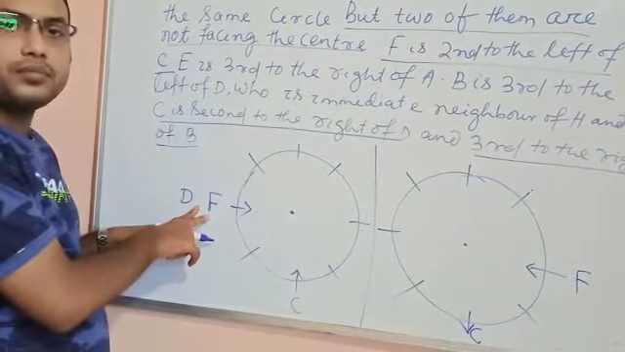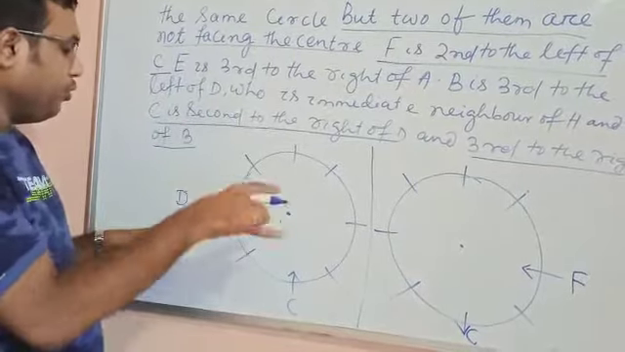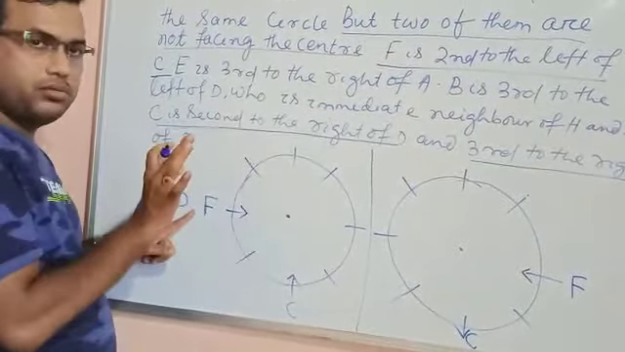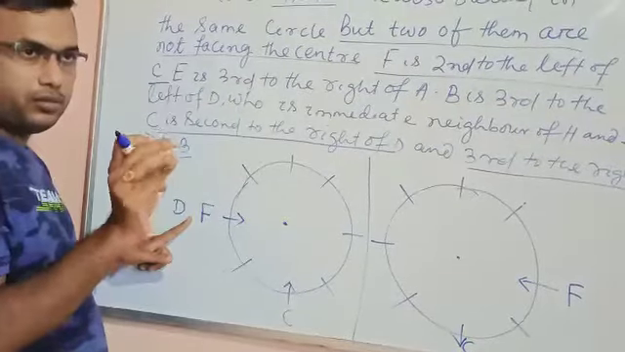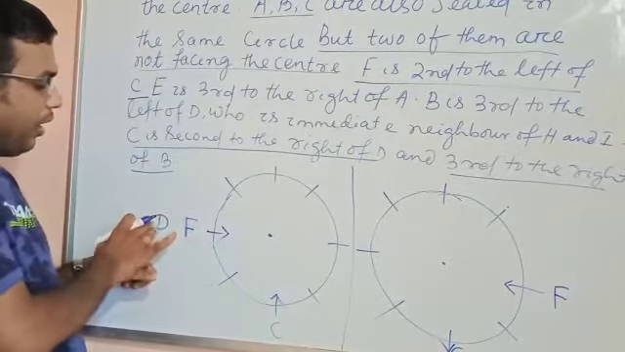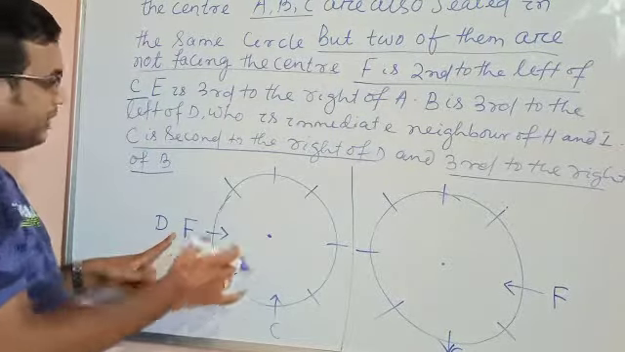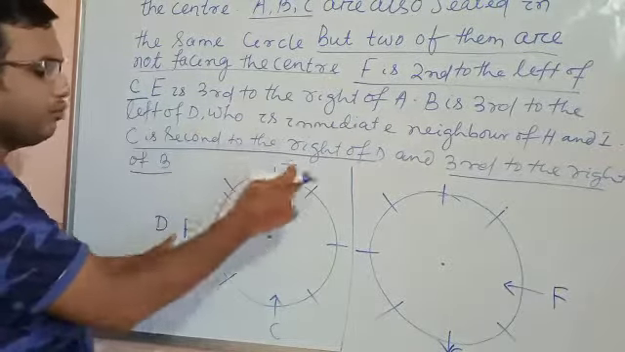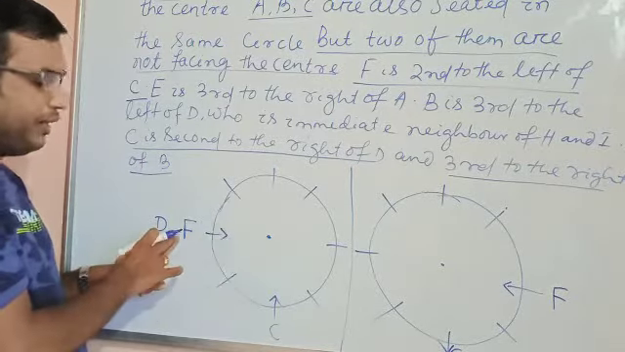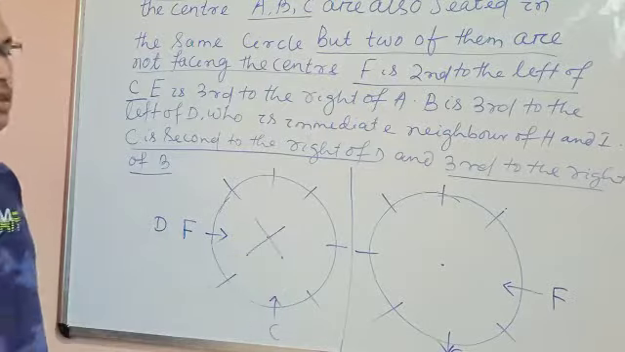Already F is there, right? If we put D here and D is compulsorily facing toward the center, D is not confusing. Facing direction is not confusing. So put D here, and the facing direction is toward this. So then this one is satisfied. C is second to the right of D, but it is impossible in this figure because F is already here. Okay, so therefore this figure is cancelled.